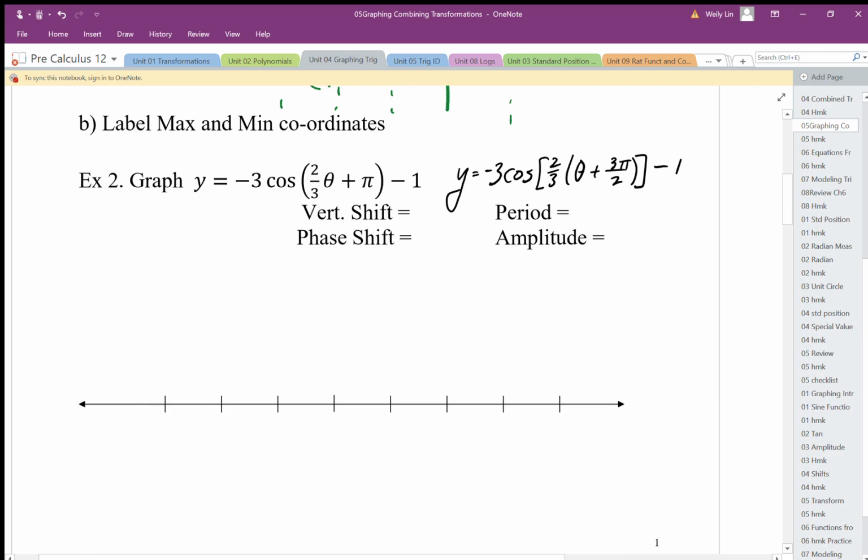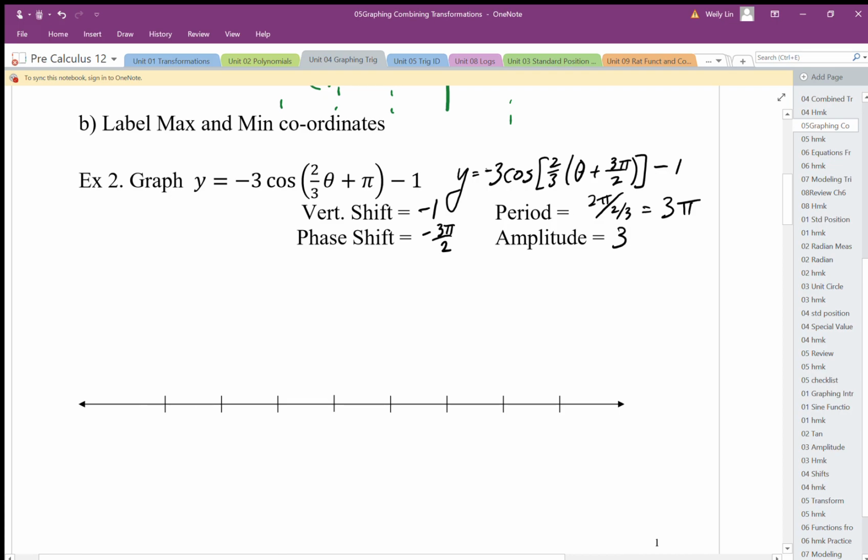So from there I can establish my vertical shift, -1. My phase shift is now in its factored form, so I can use that. It's going in the opposite direction, 3 pi over 2. The period, in this case, is going to be the horizontal expansion: 2 pi divided by 2/3, which is 3 pi. So that's my period. The amplitude is going to be 3.